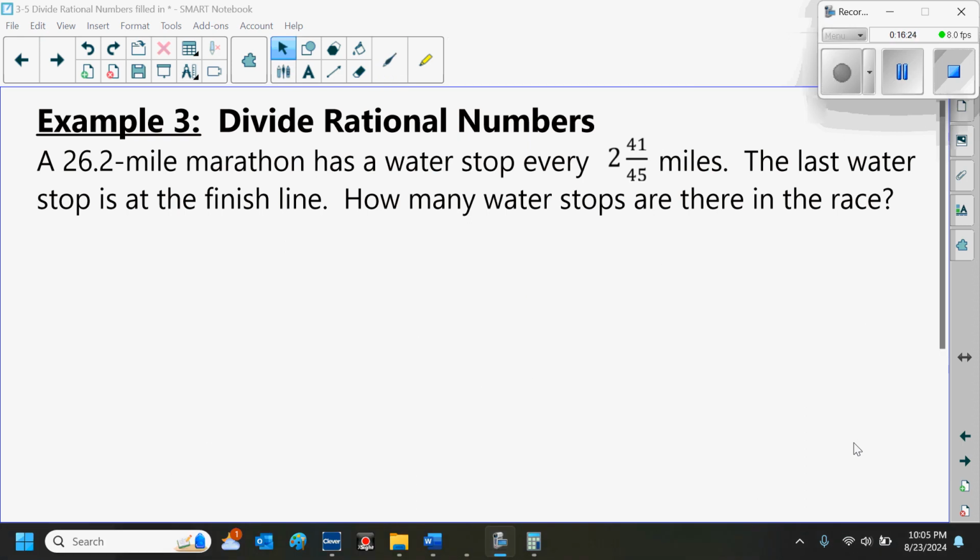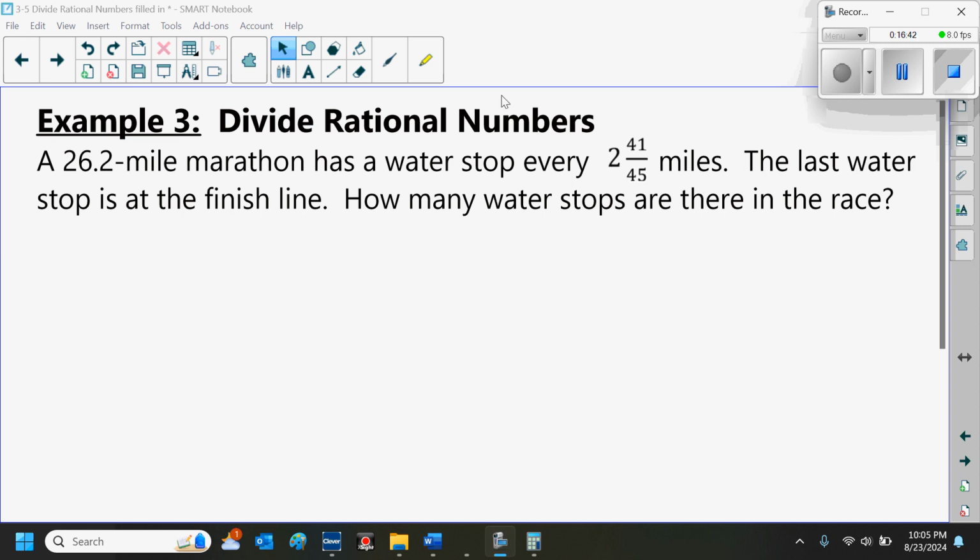So for example 3, we want to divide rational numbers. So it says here, a 26.2-mile marathon has a water stop every 2 and 41/45 miles. The last water stop is at the finish line. How many water stops are there in the race?